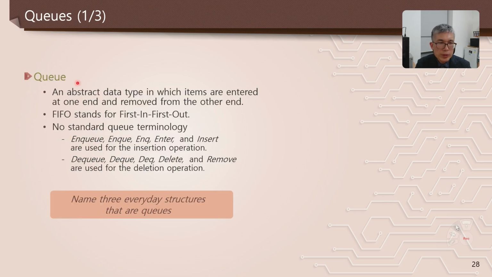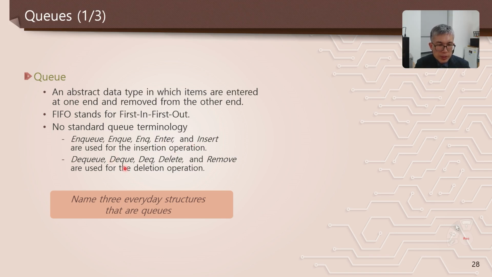The queue, on the other hand, is an abstract data type in which items are entered at one end, the rear, and removed from the other end, the front. FIFO stands for first in, first out. The first inserted one is actually the first out. There is no standard queue terminology. So in a queue, we say enter and insert for the insertion operation.